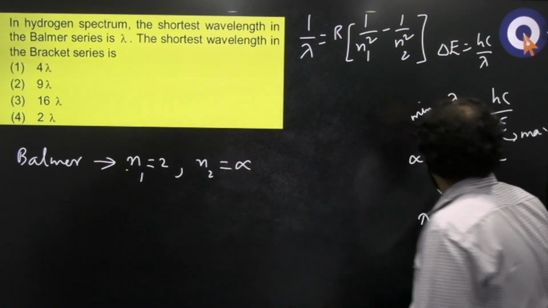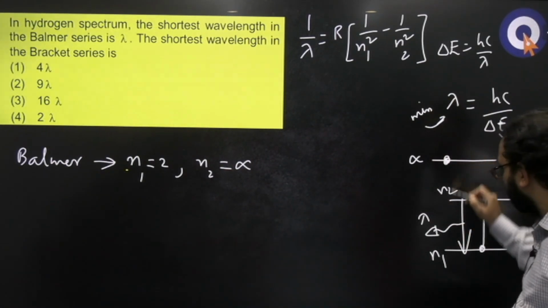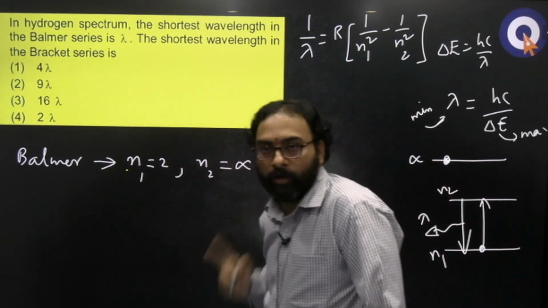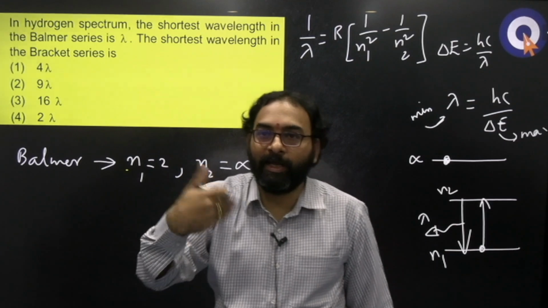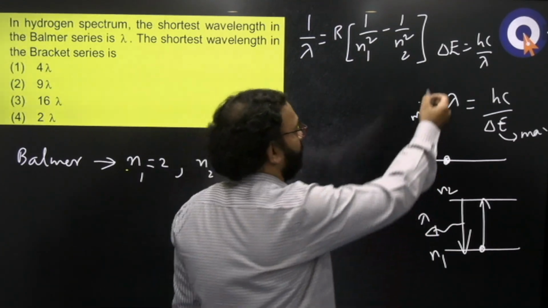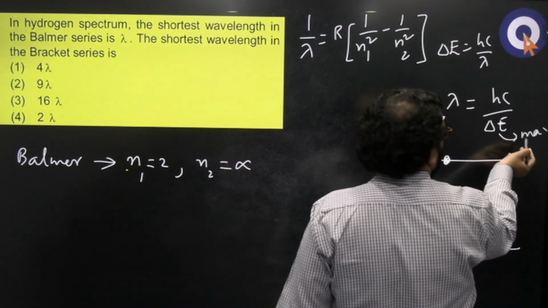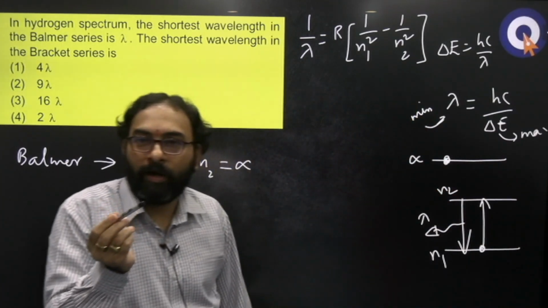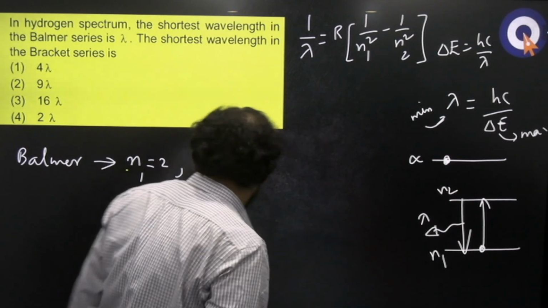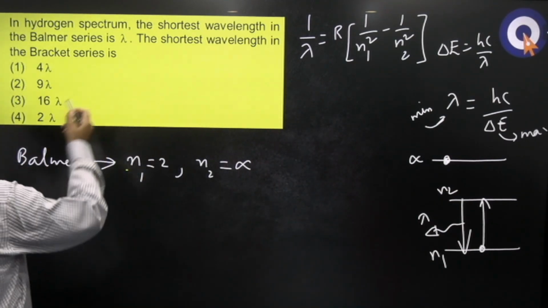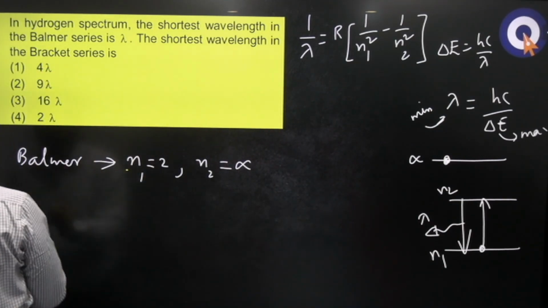Why am I considering the de-excitation from infinity to the second level? Because that is the maximum possible energy difference. Why does the energy difference have to be maximum? Because when the energy difference delta E is maximum, the wavelength lambda should be minimum. They are inversely related, least wavelength. So lambda minimum.